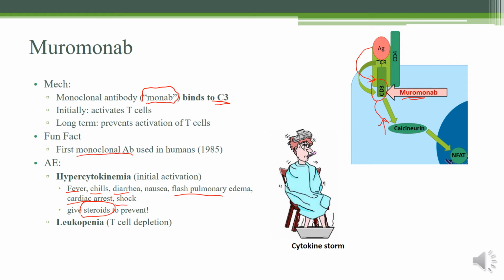However, it's not very often used and it's not very heavily tested. So just knowing that it can cause hypercytokinemia and you need to give steroids is more than enough. Again, it also causes leukopenia. It can cause an inhibition of T cell proliferation in the long term.